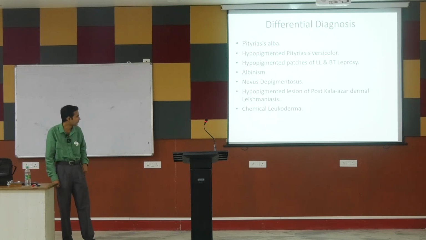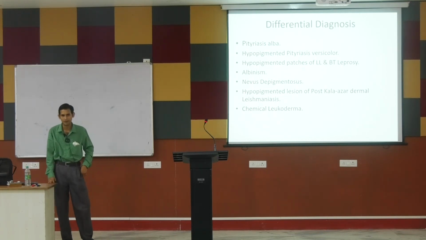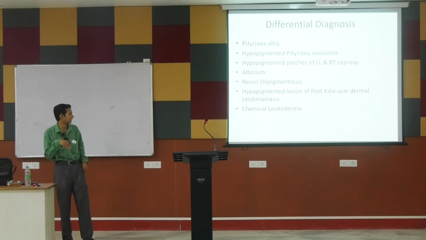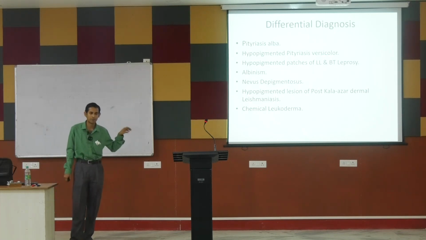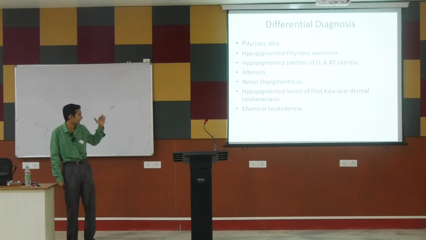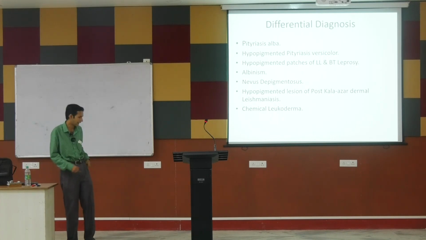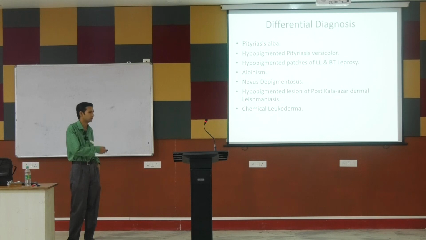And now coming to the hypopigmented lesion of post-Kala-azar dermal leishmaniasis, the hypopigmented lesion of PKDL. So obviously there will be a history of Kala-azar. There may be hepatomegaly or splenomegaly, and also after Kala-azar this type of hypopigmentation is sometimes found, and particularly the patient may come from a particular geographic area, which is most important, and it helps to differentiate PKDL hypopigmentation from vitiligo. And lastly, the chemical leukoderma, which is the most important thing.